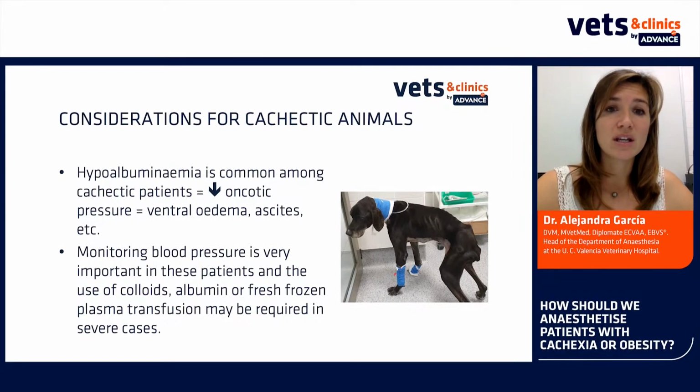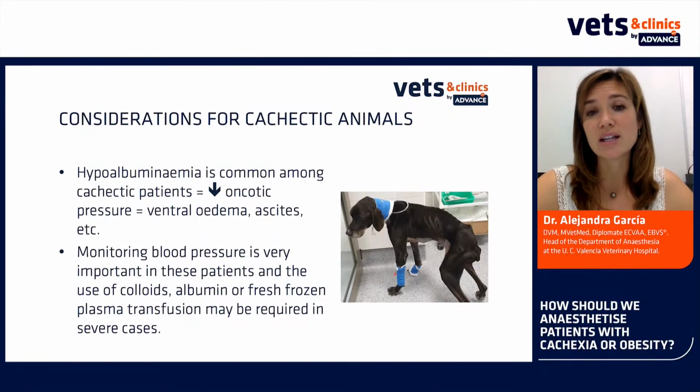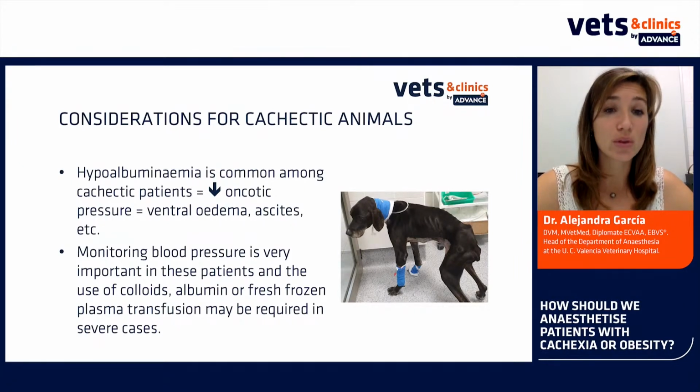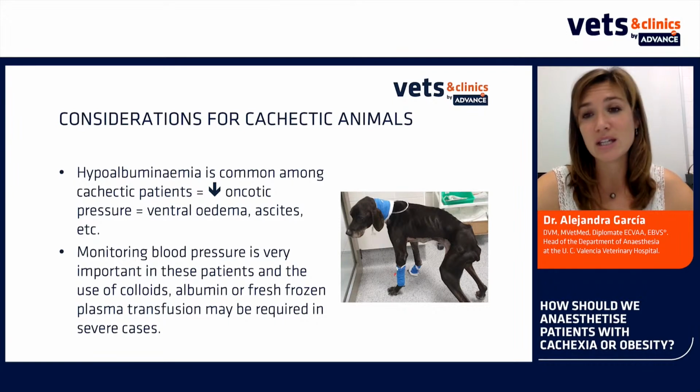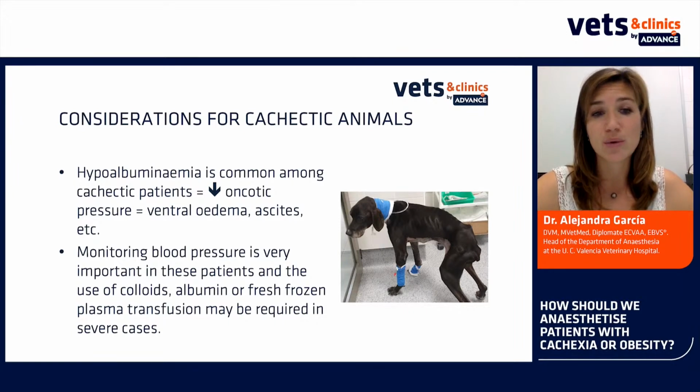Hypoalbuminemia is common in cachectic patients. Normally a decrease in albumin causes a decrease in the oncotic pressure, and we can even get ventral edema, ascites, and other problems related to the hypoalbuminemia. Another consideration with hypoalbuminemia is that monitoring the blood pressure is really important, because we may need to use colloids, albumin, or fresh frozen plasma transfusions if the albumin is below 1.5. This is obviously in severe cases.